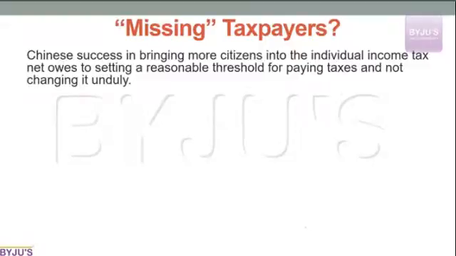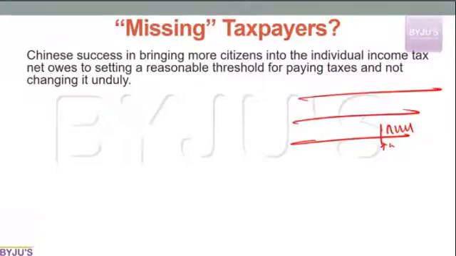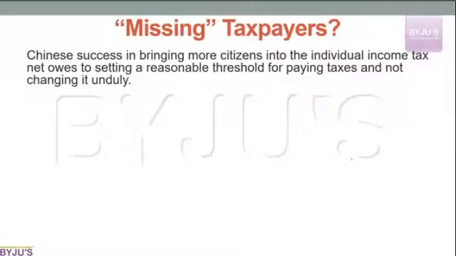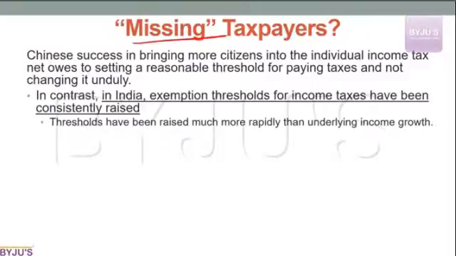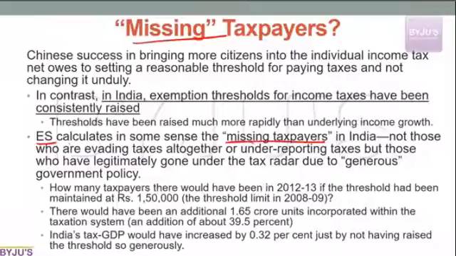Economic Survey says there's a concept of missing taxpayers. Suppose this is the exemption limit, and suppose a lot of people were below the exemption limit. As income increases, more people will start coming above the exemption limit. So in India, we have been raising the exemption limit faster than income growth. In China, they just kept the exemption limit fixed. So as income increases, people start going above and they become part of the tax net. In India, because the exemption limit has been continuously increased, people who could have been part of the tax net are exempted from it, and those are called the missing taxpayers.